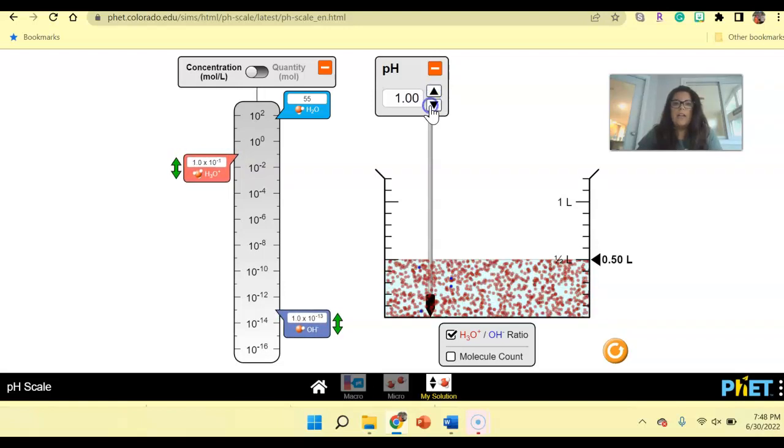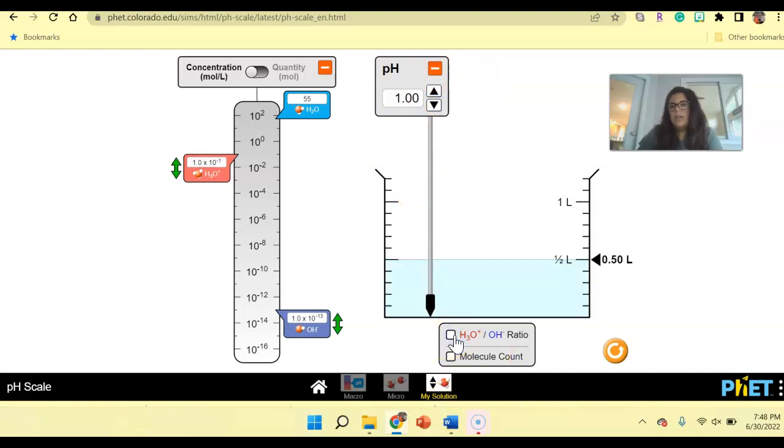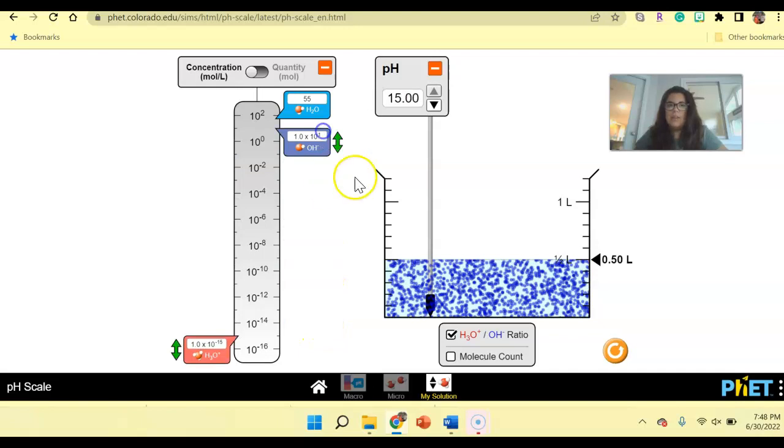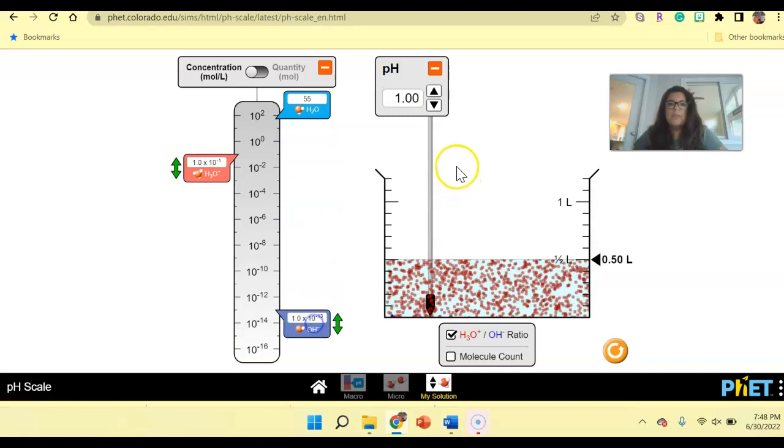So you're going to toggle this until you get a pH of 1. I like clicking this box here. You don't need to, but I like it. It's a visual so that you can see all of the H pluses are red and all of the hydroxides are in blue. And so we know that acids have a lot more H pluses than they do hydroxides. So you would know just by looking at this that this should be an acid because there's a lot more red. If we move this up to a base, then you see we have a lot more hydroxides, which is typical of a base.